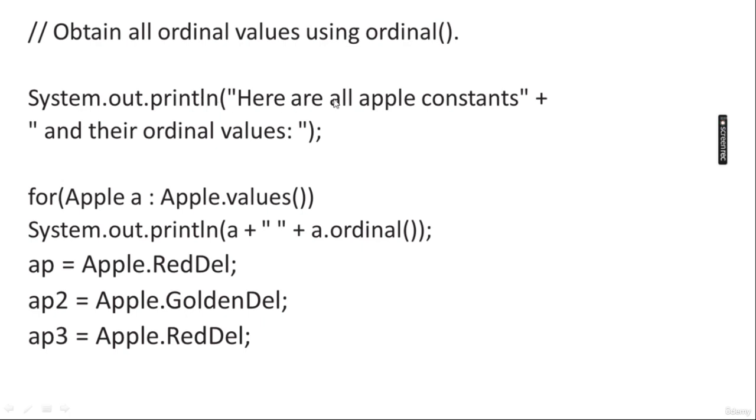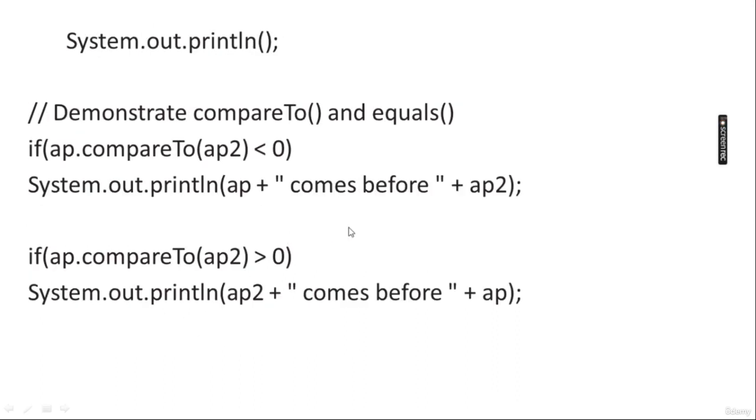Ordinal values. Here are all Apple constants. A dot ordinal. For all Apple values, I am iterating using A. AP is equal to Apple dot RedTail, AP2 is Apple dot GoldenTail, AP3 is equal to Apple dot RedTail. Demonstrate compareTo and equals. AP dot compareTo AP2 is less than 0.